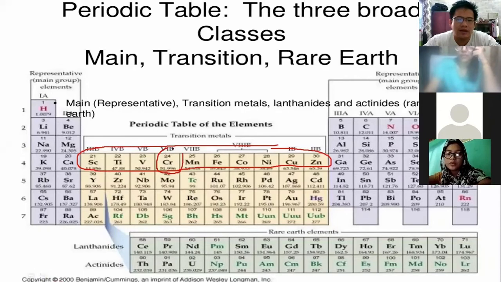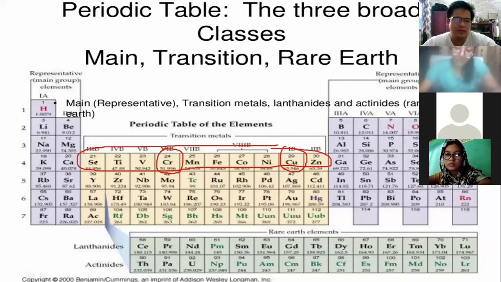And one thing you have to keep in mind: chromium and copper have different electronic configurations. For example, in chromium, the configuration is not 4s2 3d4, but it is 4s1 3d5, because half fill is more preferred and more stable. For copper, you will not find 4s2 3d9, you will find 4s1 3d10, because obtaining a stable configuration is preferred.